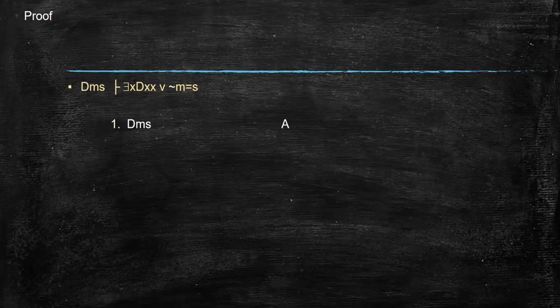So we know that there exists an x DXX, or not m equals s, is the same as saying if it's not the case that there exists an x DXX, then it's not the case that m equals s. So that would suggest that we hypothesize that it's not the case that there exists an x DXX, and try to derive not m equals s. So is there an obvious way to do that?